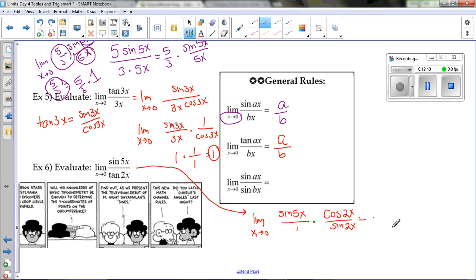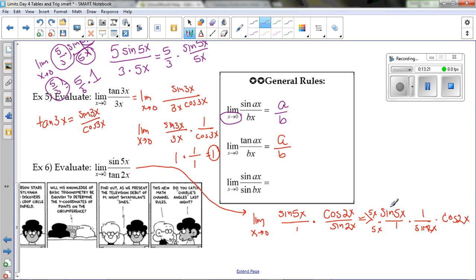So then I'm going to look at this and say, all right, what do I do now? Well, here's what I'm going to do. I'm going to rewrite it as sine 5x over 1 times 1 over sine 2x times cosine 2x. Okay. Then, this is supposed to have an x on the bottom. It doesn't have one yet. You know what? I'll put one there. I'm going to multiply the top and the bottom here by, let's say, 5x.